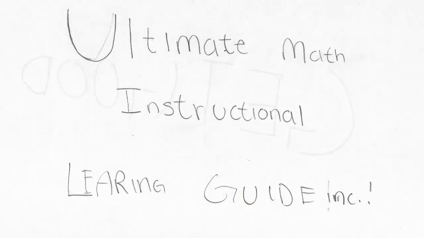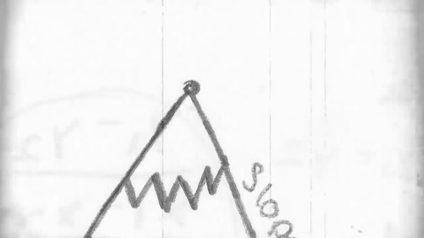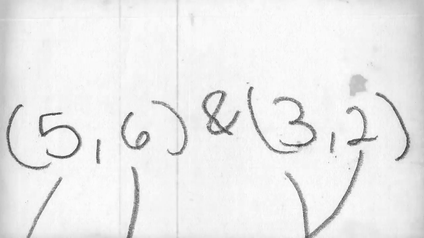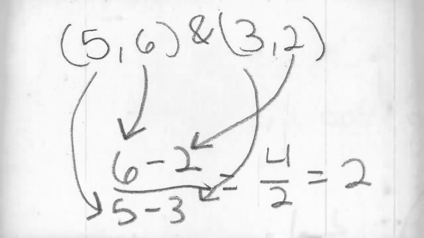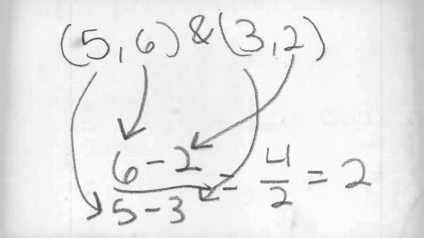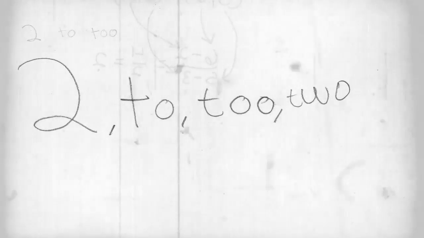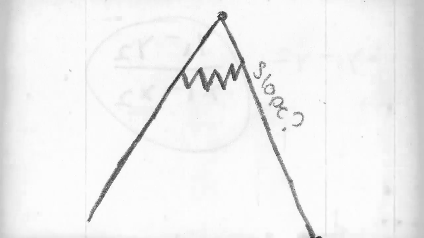For example, look at these 2 points, (5, 6) and (3, 2). Let's plug our numbers into our equation and solve. 6 minus 2 is 4, over 5 minus 3, which is 2. Now we have 4 over 2, which simplifies to 2. Saying 2 too many times is weird. Anyways, our slope is 2. Now that we know our slope, time to learn some new equations.